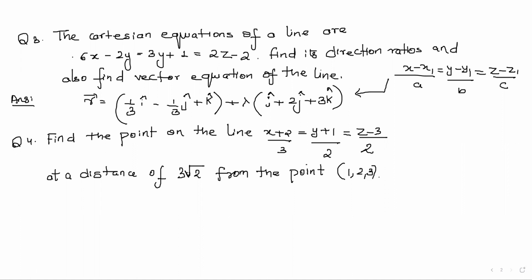So is it 6x minus 2y or 6x minus 2? It is 6x, sorry, I made a mistake, 6x minus 2. 6x minus 2 is equal to 3y plus 1 is equal to 2z minus 2. Okay, I'm sorry, it is 2.